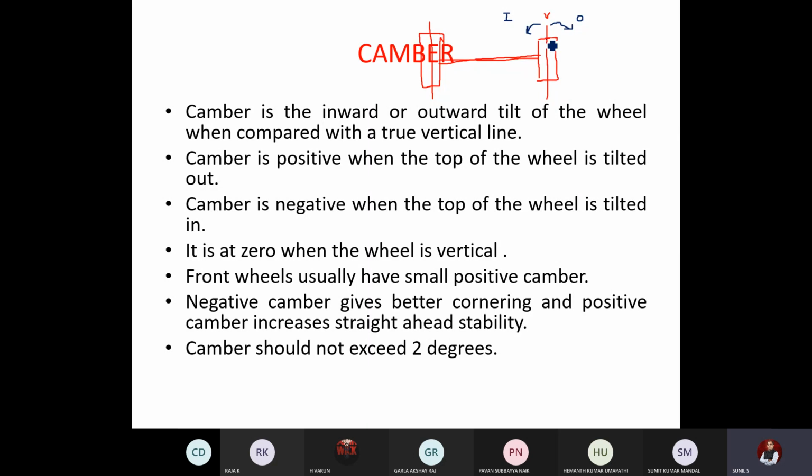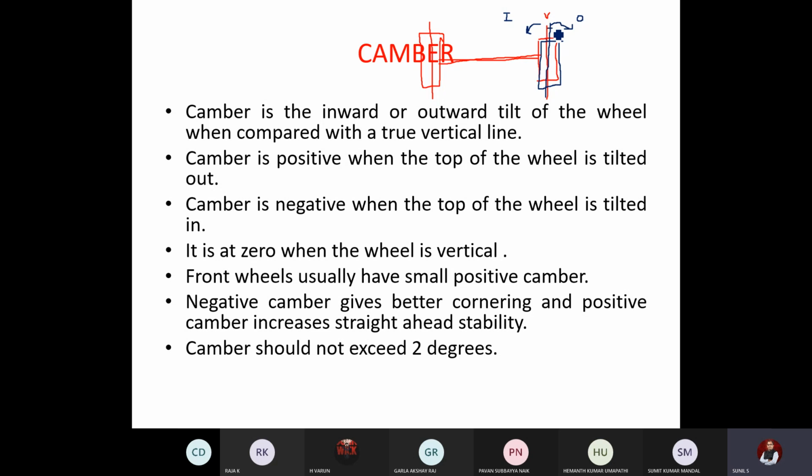Usually this camber is positive when the top of the wheel is tilted out. That is, if this is the vertical line, and you tilt the wheel outside, it comes somewhat like this. I'll just demonstrate with the help of a rough sketch. Then this will be the center axis line. Between these two, there will be roughly 2 degrees.